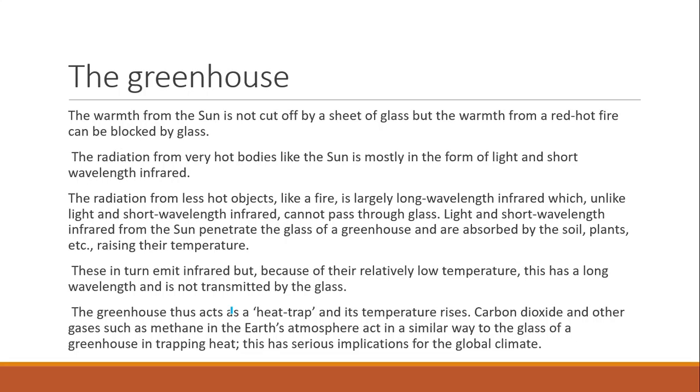Now, the next thing to discuss is the greenhouse effect, and again, it uses a fair amount of radiation as well as conduction, etc. The warmth from the sun is not cut off by a sheet of glass, but the warmth from a red hot wire can be blocked by glass. The radiation from very hot bodies like the sun is mostly in the form of light and short wavelength infrared. So that means we're going to talk about radiation.